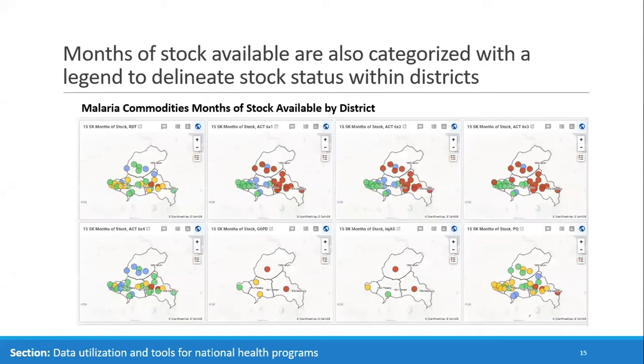So one other way that the malaria team is also utilizing this logistics data is applying a legend to this months of stock available indicator, to have quick color coding as well for stock that's within range and green, or warning or stock outs with yellow and red, as well as potential overstocks with this blue.